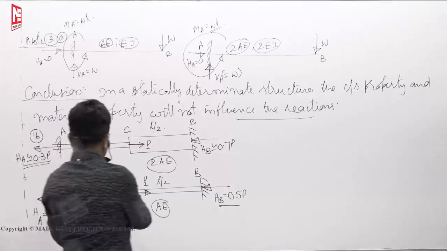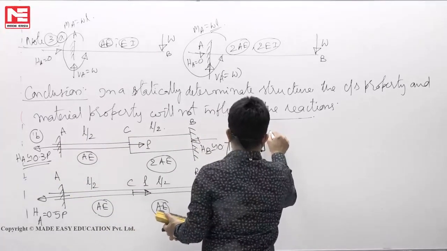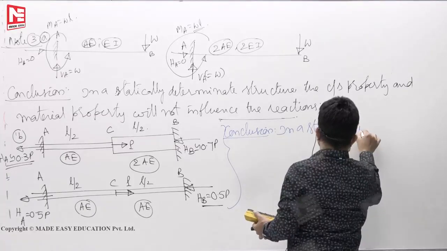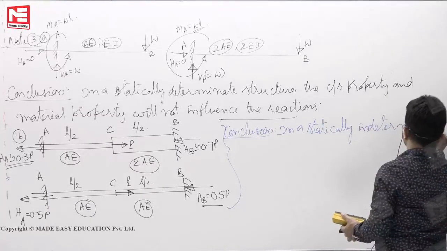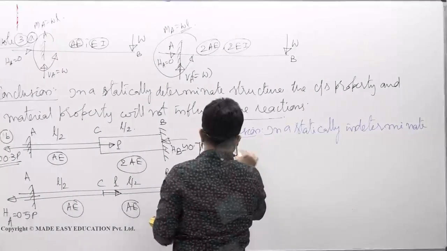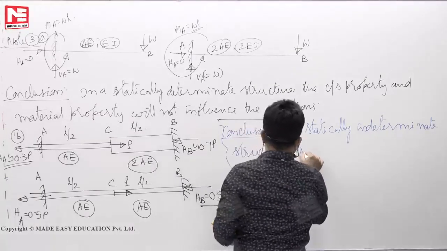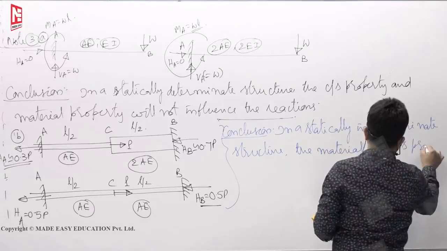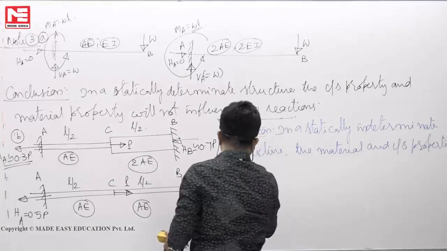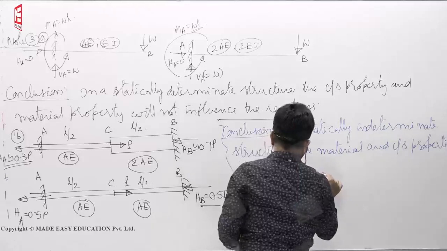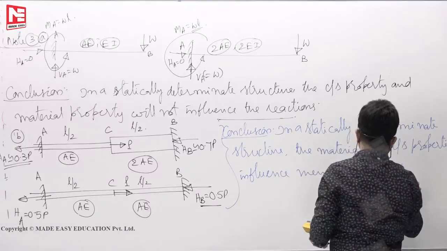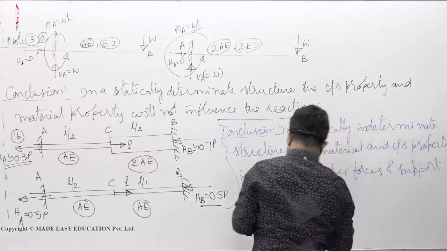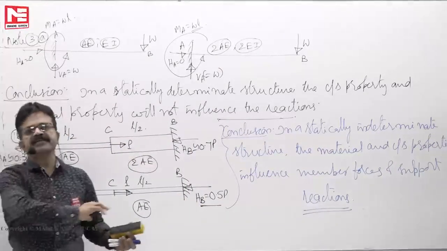So I think this conclusion you can write here. In a statically indeterminate structure, the material and cross-sectional properties influence member forces and support reactions. This is what we have learned in strength of materials, that we are writing as a generalized statement.